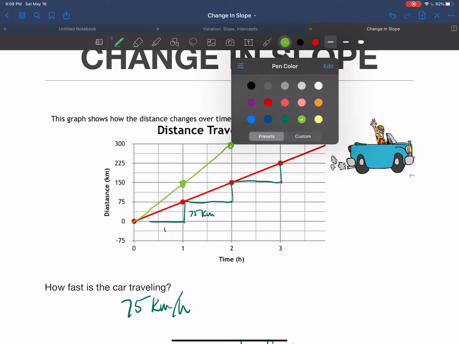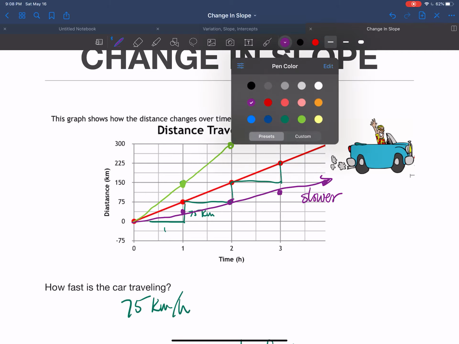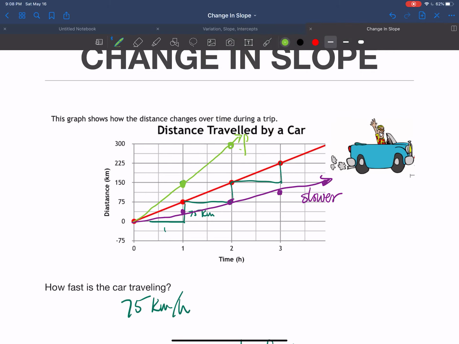Or if we go slower, let's say we go 1 box up, so half of 75, that'd be what, 37.5? So over 2 boxes, up 1. So over 1 hour, up 1 box. The graph is going to look like this. So this is the slower line. This would be faster.